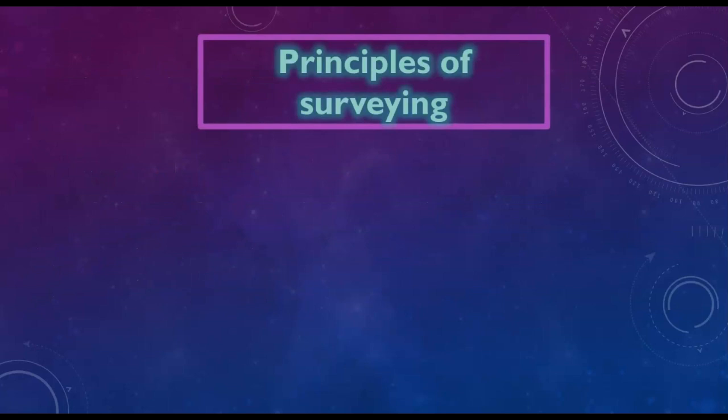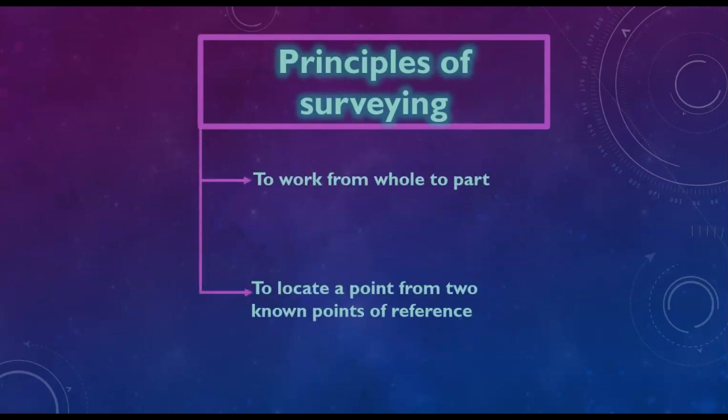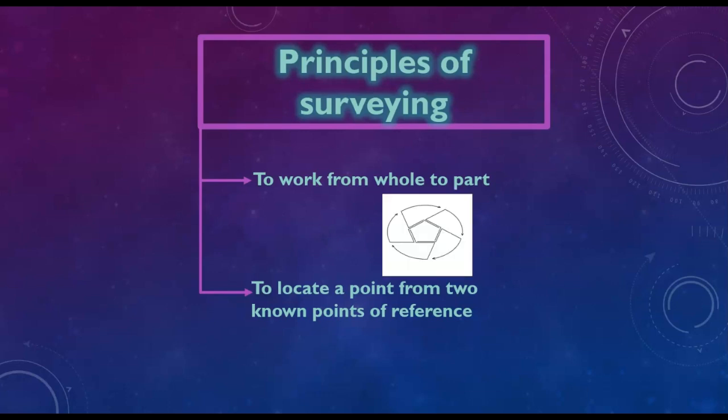What are the principles of surveying? There are two principles. The first principle is to work from whole to part. The second principle is to locate a point from two known points of reference. Now, what does the first principle say? If you consider a drawing on the sheet, we are going to look at the part of a drawing to get more details, and this is done to get more accuracy. Hence, the first principle is done to get more accuracy.